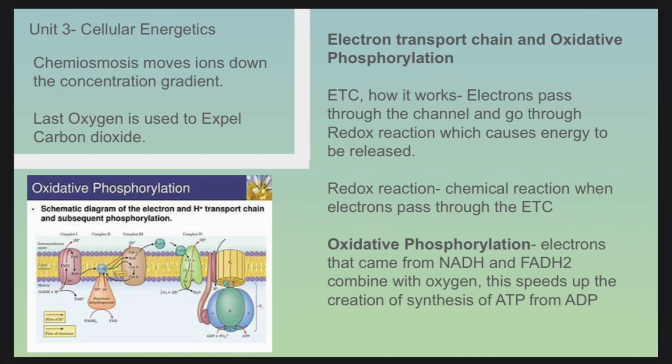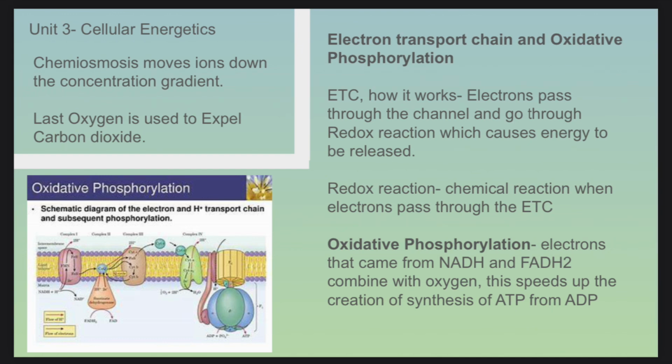Okay, so let's finish up the last slide. Chemiosmosis is when ions move down the concentration gradients from high to low, low to high, same thing. And lastly, the oxygen is used to expel carbon dioxide from that previous reaction.